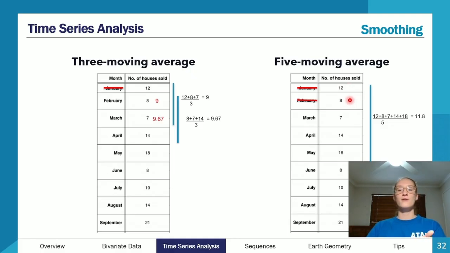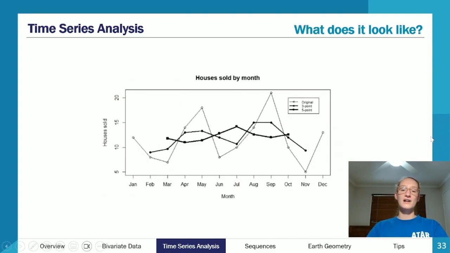We don't have 2 points before February to use. But when we're looking at March, we can take the 2 points before and the 2 points after, divide them by 5, add it all together, and then we can actually get the smoothed value for March.